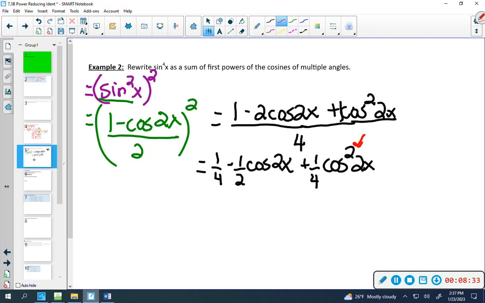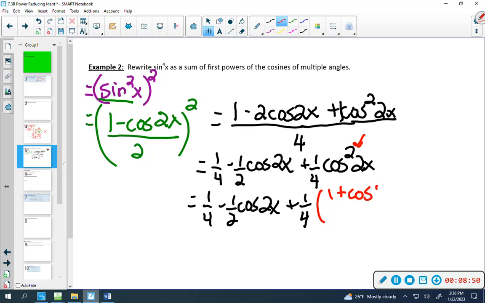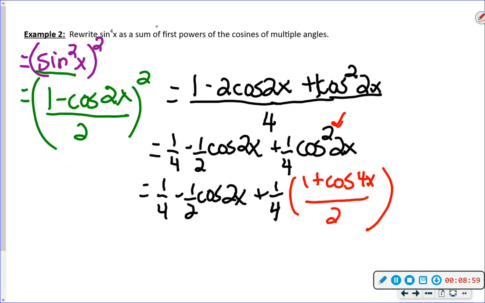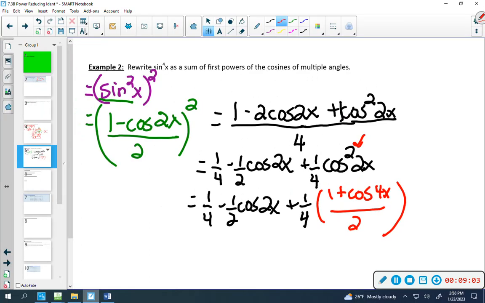So here we go. Let's leave our black stuff alone. 1/4 minus 1/2 cos 2x plus 1/4. Okay, so now I'm using the identity, and we replace that with 1 plus cos 4x over 2. All right, now we just got to keep simplifying our lives away. So of course I'm going to distribute. I'm going to see if there's any like terms. Let's just take a look and see what we can do here. Switch back to black here. All right, let's see what we got.